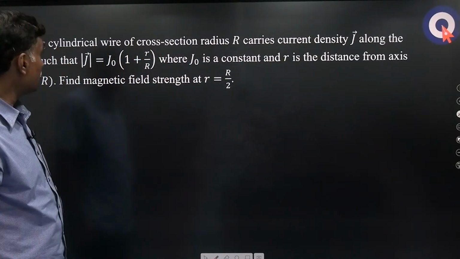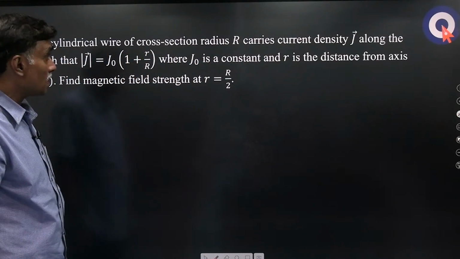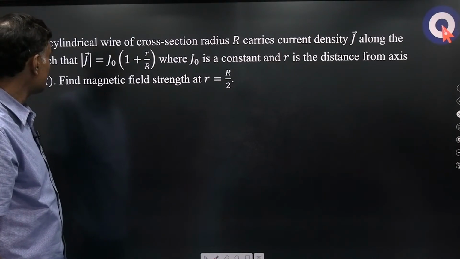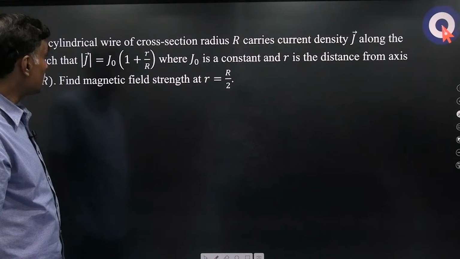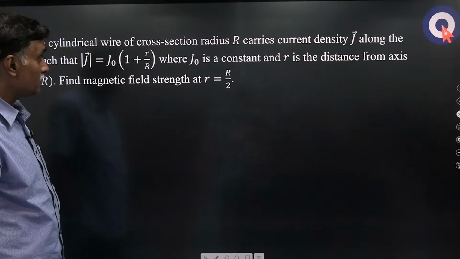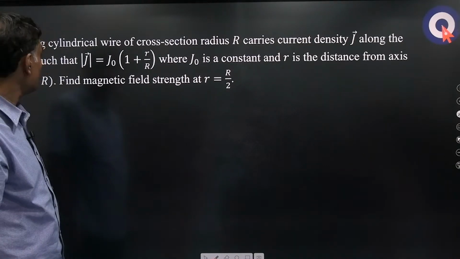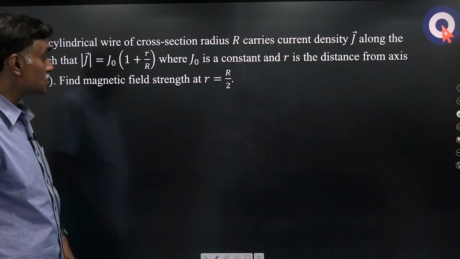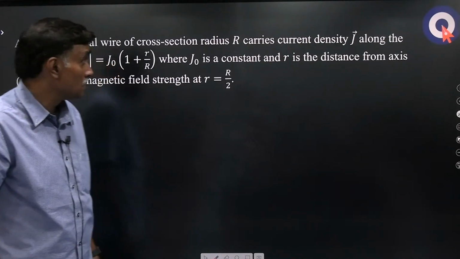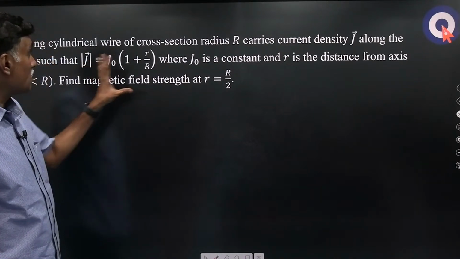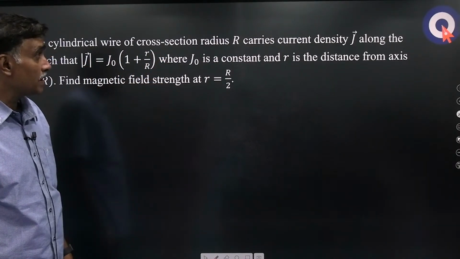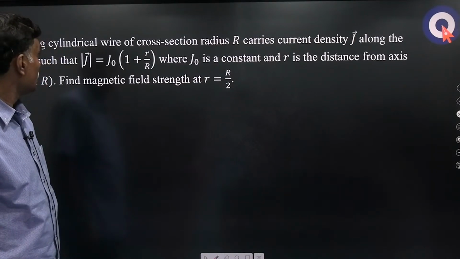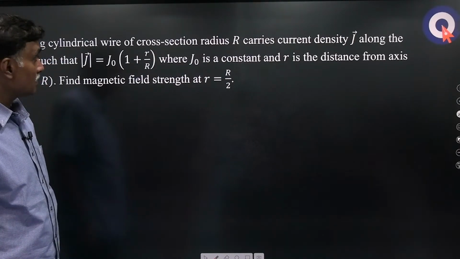Now, a long cylindrical wire of cross section radius R carries a current density J bar along the axis such that J bar is J naught into 1 plus small r by capital R, where J naught is a constant, r is the distance from the axis. Small r is less than capital R. Find the magnetic field strength at small r equal to R by 2. Okay. So, there is a long cylindrical wire of radius R. Current density is J bar along the axis of the cylinder. Okay.